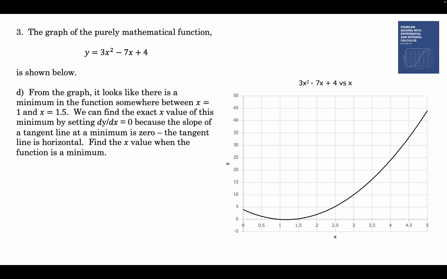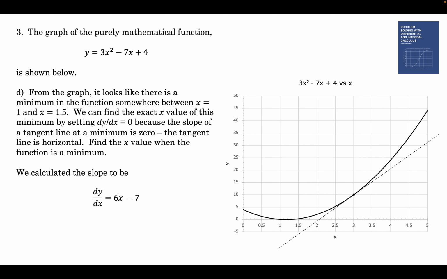Okay, so part D. From the graph, if you look really closely here, it looks like there's a minimum in here somewhere. We want to know where the minimum is. It's hard to tell from the graph. Maybe 1.2, I don't know. But we can use calculus to find the minimum because we know what the slope is, dy dx. We calculated it to be 6x minus 7 everywhere.